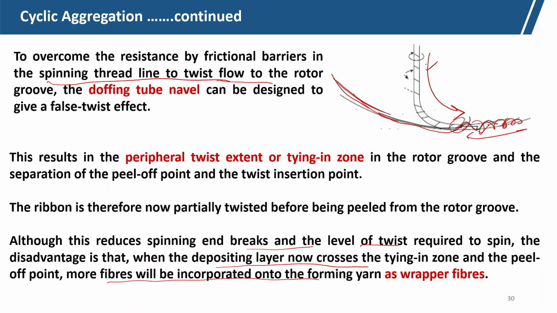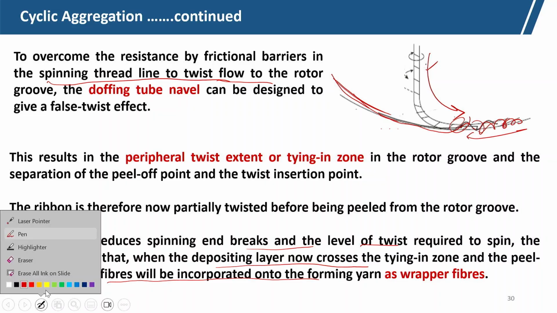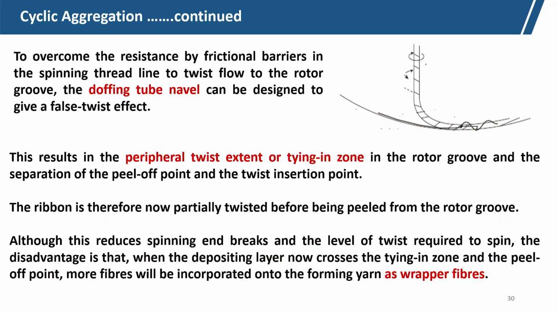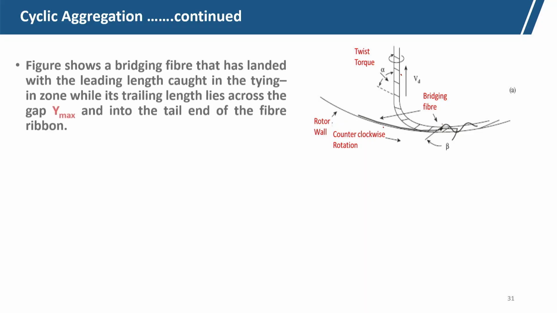So, here we can see if we have twist here, more wrapper fibers will be there, because inside the rotor groove the twist is inserted and rolling action will take place. Now, this is the twist torque here, and these are the bridging fibers. The rotor rotates in counterclockwise rotation.